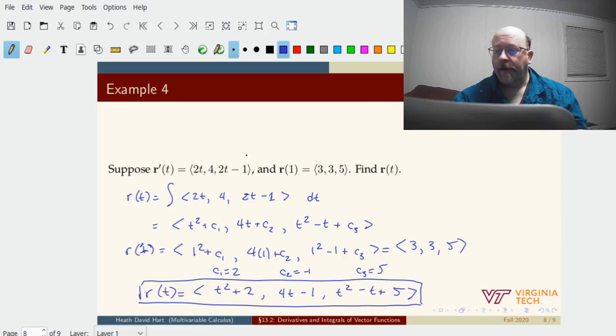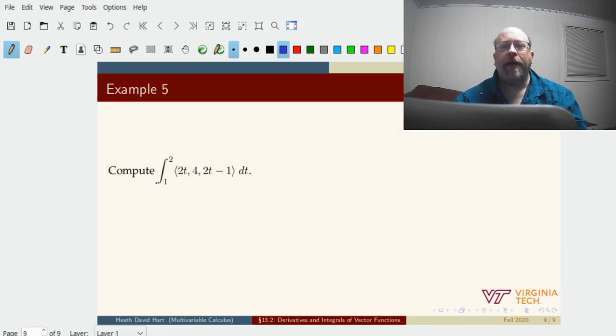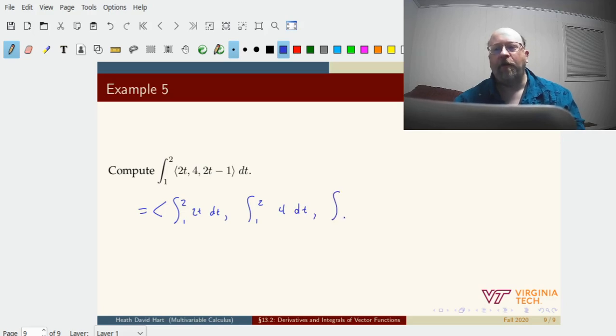So let's move on and look at this last example. If we're doing a definite integral, then the plus c's go away and we don't have to worry about the plus c. So this is the same vector function as from the last example, but we're taking a definite integral from 1 to 2. And so the definite integral from 1 to 2 is the vector that contains a definite integral from 1 to 2 of 2t dt, followed by the definite integral from 1 to 2 of 4 dt, followed by the definite integral from 1 to 2 of 2t minus 1 dt.